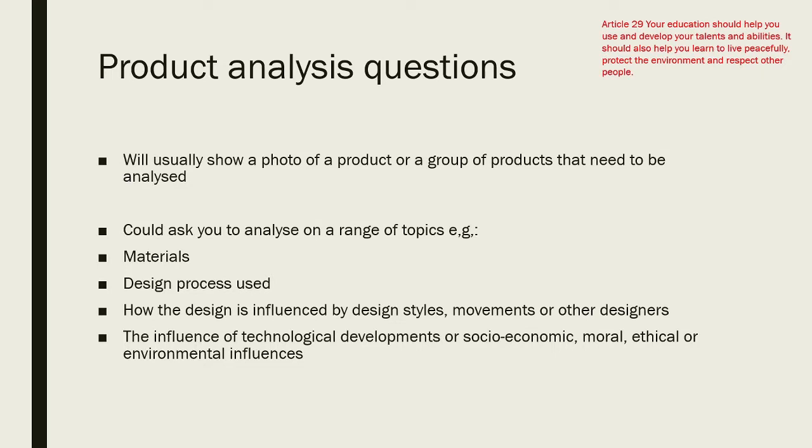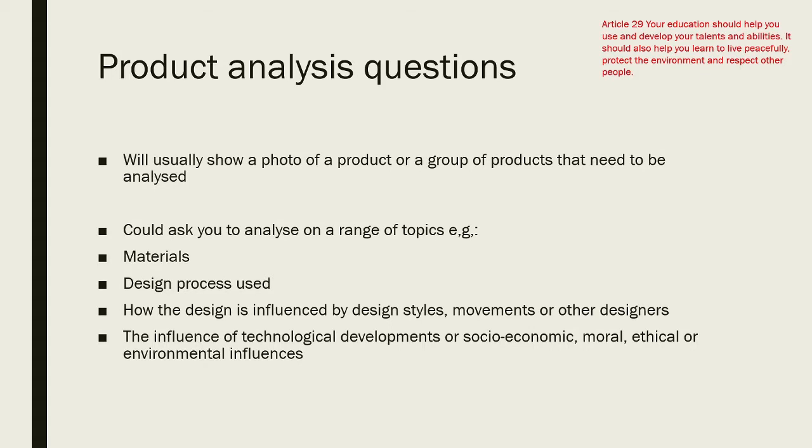What it asks could be a variety of different things. It might ask you to compare materials, the design process used, the manufacturing process used, how the design is influenced by different design styles. So it might ask you to talk about, say, Bauhaus or De Stijl, or any other designers like Philippe Starck, those type of things, and the influence of technological developments. So, in terms of how things have improved since they've been manufactured, socioeconomic reasons, moral issues, ethical issues, or any environmental issues to do with the products involved.